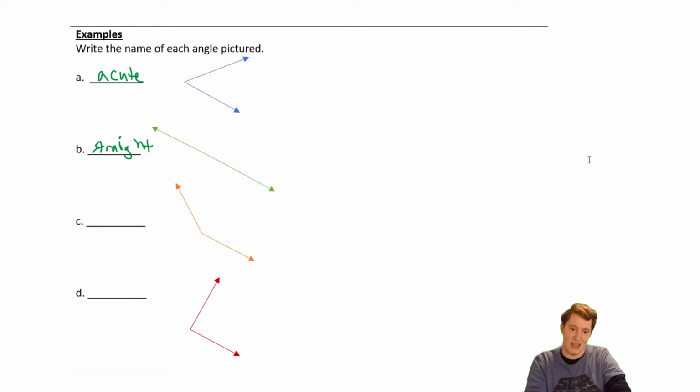That's a beautifully written word right there. Top notch. C, this orange angle is bigger than 90 degrees, so it would be obtuse. So obtuse, so difficult, so insensitive. And then this last one is supposed to be a right angle.